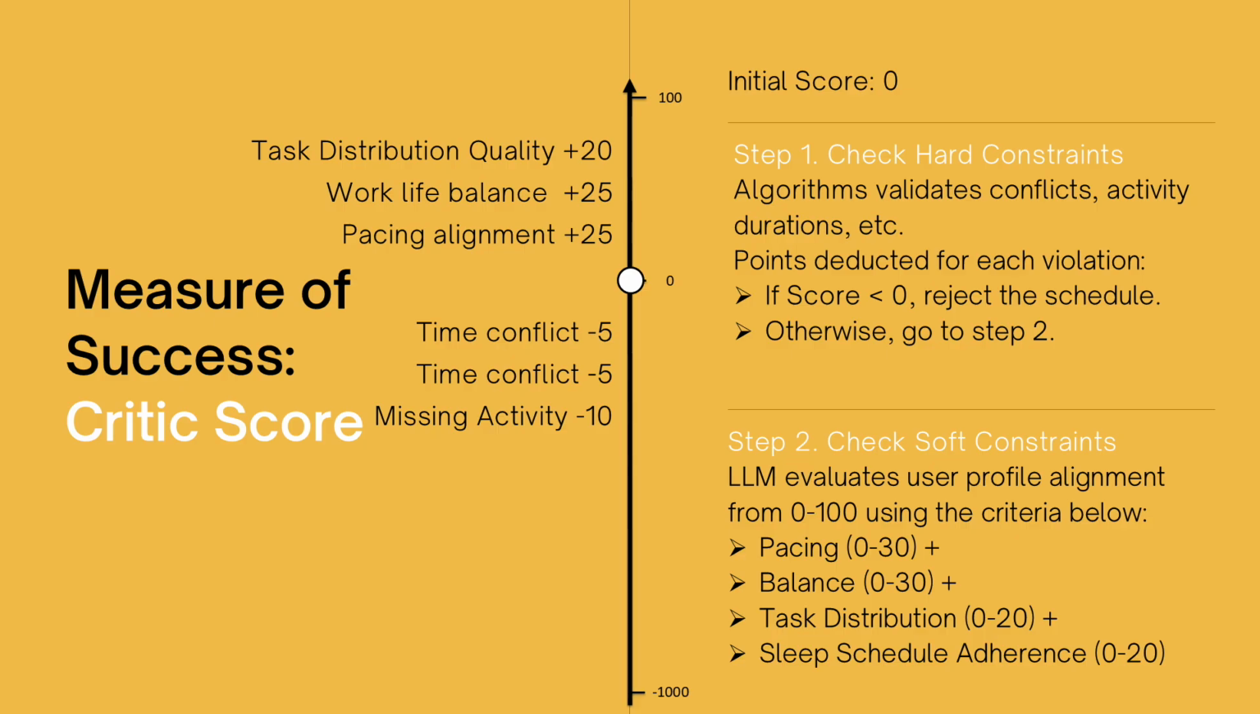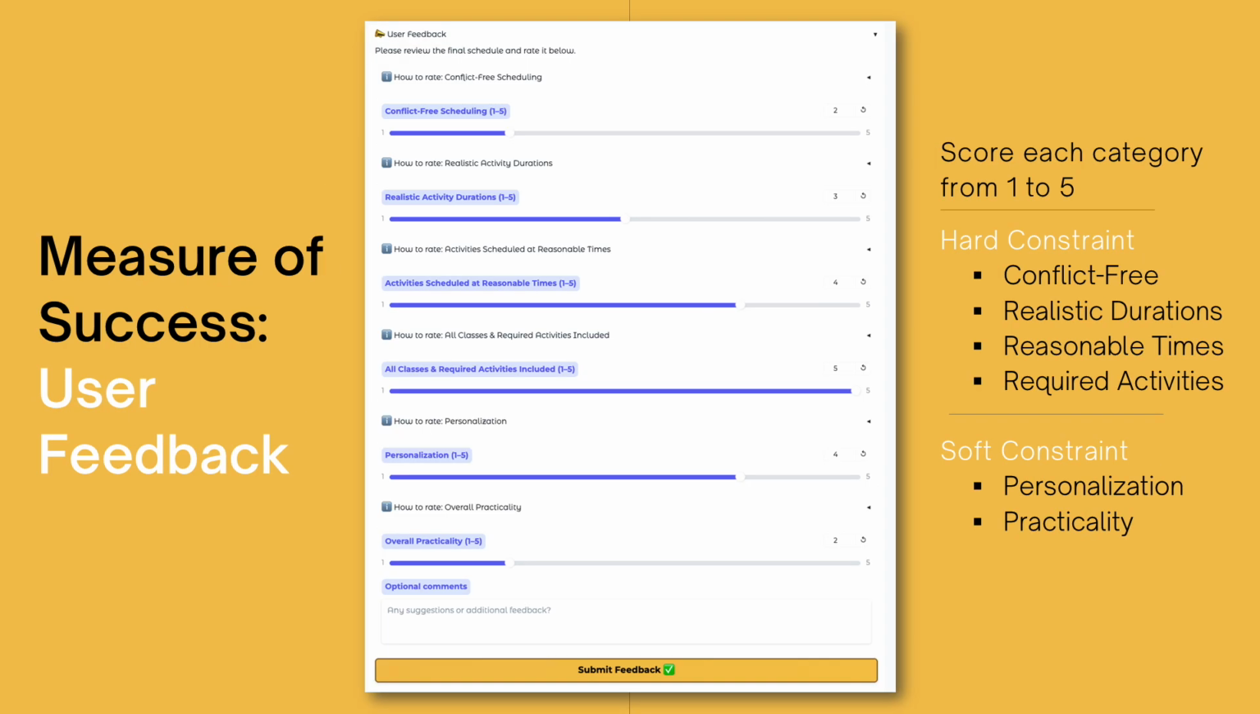Then we will go to step 2 to check the soft constraints, where the LLM evaluates the user profile alignments from 0 to 100 in 4 different criteria. So they will be added together, and it will become the final critic score. So we also have a user feedback to let the user see the actual generated schedule and score each category from 1 to 5.